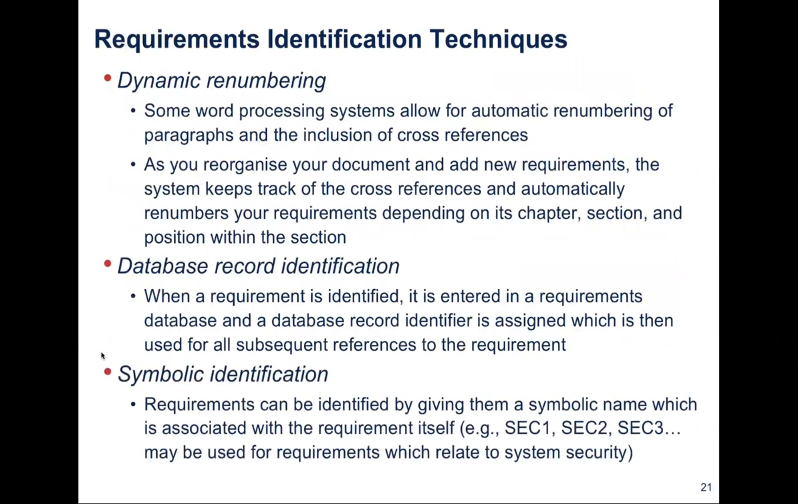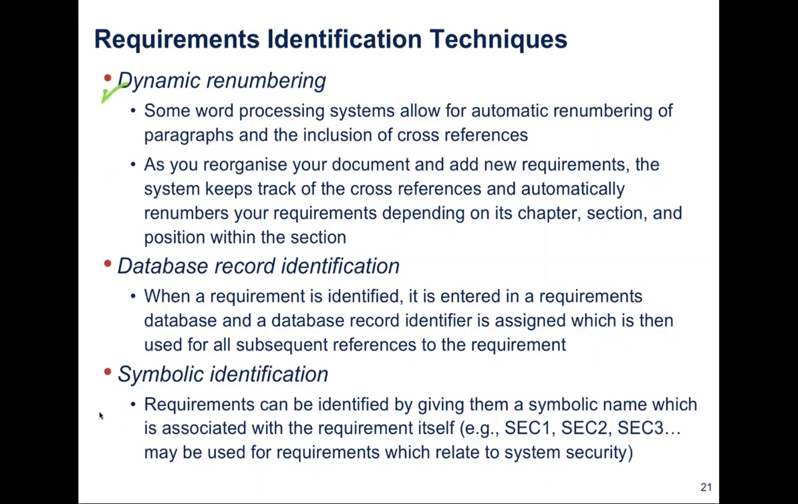So there are different requirement identification techniques in addition to the unique identification using numbering. Sorry, I was talking about just numbering. The problems associated with requirement numbering based on just chapter and section in the requirement document have created different requirement identification techniques. The first one is dynamic renumbering.